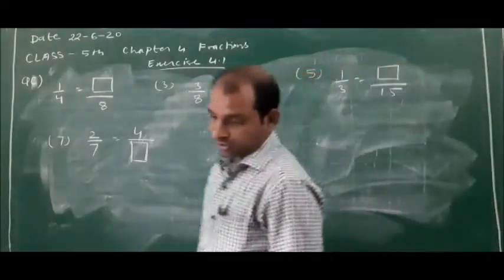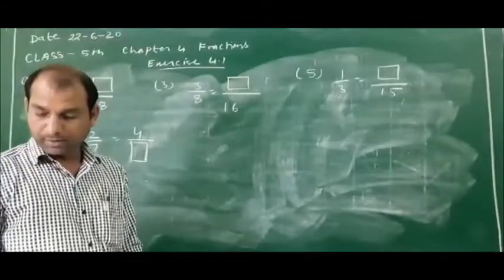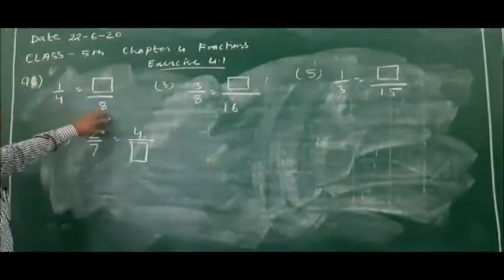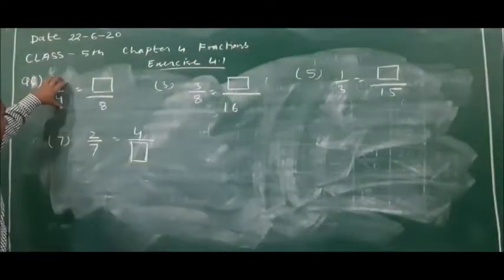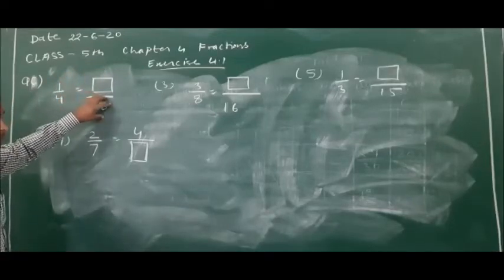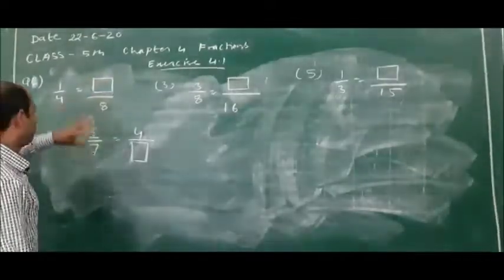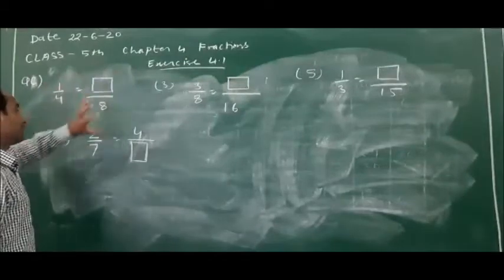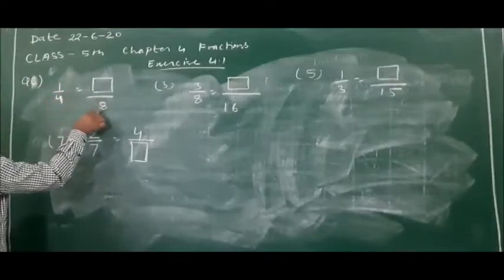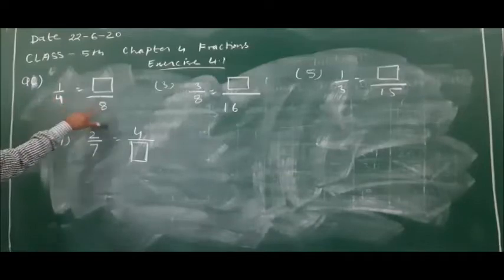Now dear students, question number 3, fill in each box to make an equivalent fraction. First here, 1 upon 4 equals dash upon 8. Means here the denominator is given, but the numerator is not given. So we find the numerator. But how do we find the numerator? We look here. 8 is the multiple of 4.